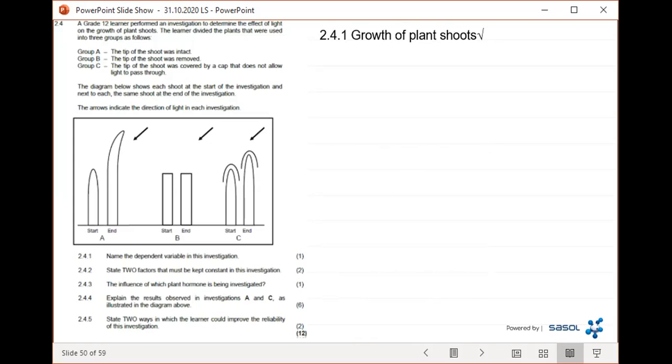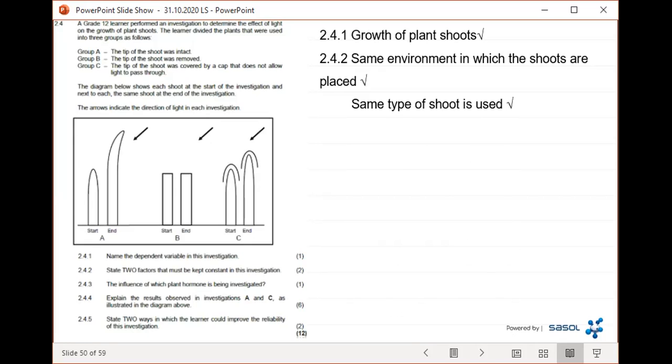Okay, then question 2.4.2 says, state 2 factors that must be kept constant in this investigation. So we need to put the plants, or the shoots, in the same environment, and we need to use the same type of shoot, in order to make our investigation reliable. Okay. Then, question 2.4.3, the influence of which plant hormone is being investigated. We know that auxins play a role in tropisms, so it would be auxins.